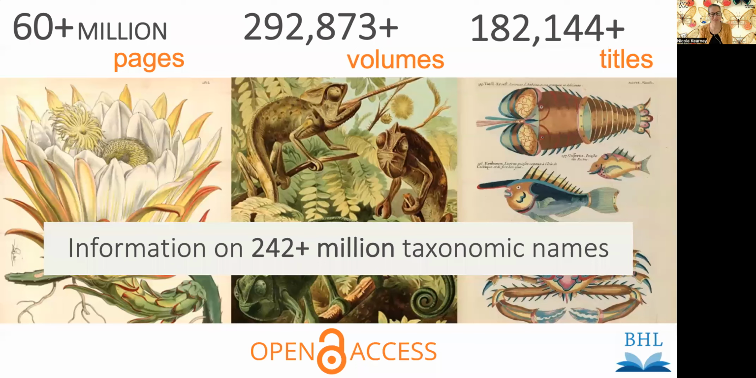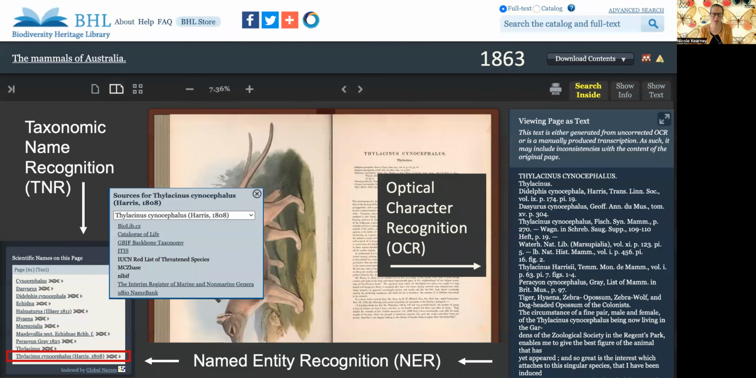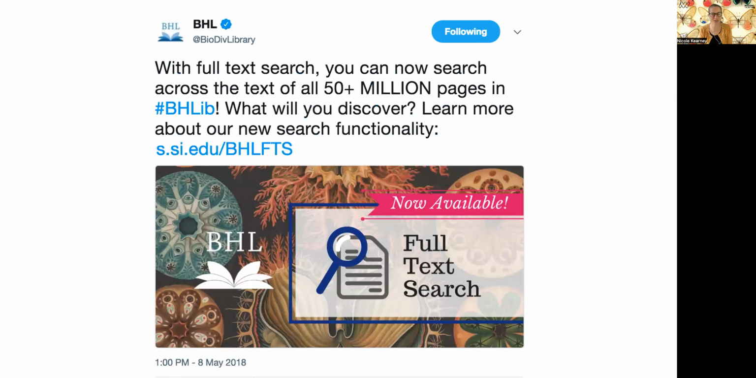There are now over 60 million pages of content on BHL, all of which are openly accessible. But accessible does not equal discoverable. BHL has some very clever internal search functionality that allows users to find this information. Its taxonomic name recognition tools make BHL an invaluable resource for researchers, and full text search allows you to search the text across every page of BHL. However, BHL's full text search and taxonomic name recognition only work within the BHL website.